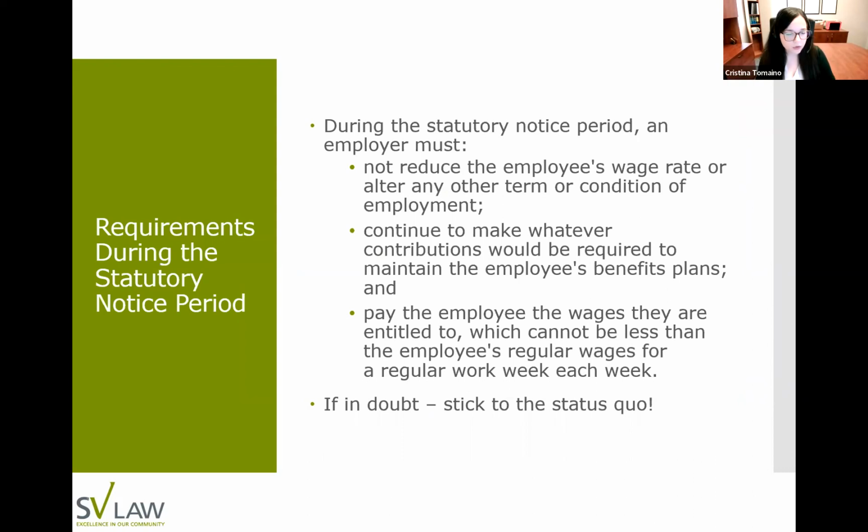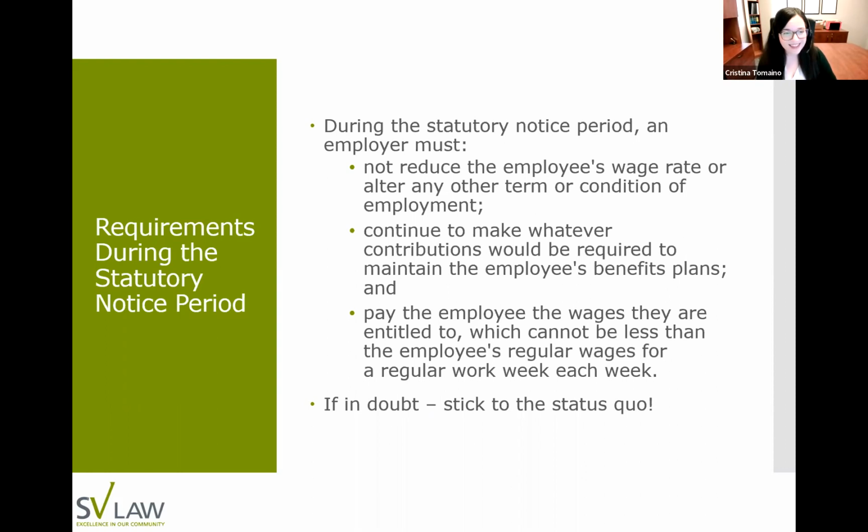Now, during the statutory notice period, there are a number of things that need to be considered because missteps in this time frame can lead to an award of damages against an employer. So an employer cannot reduce an employee's wage rate, any terms and conditions of their employment, discontinue benefits, or any other perks that an employee may be entitled to as part of their total compensation package. That will all need to be continued through the statutory notice period.